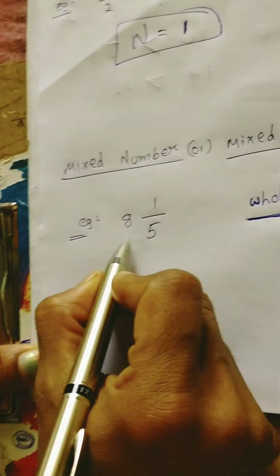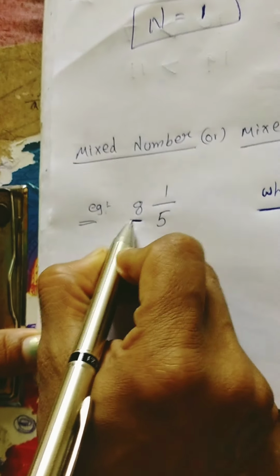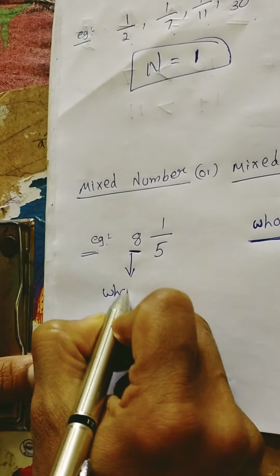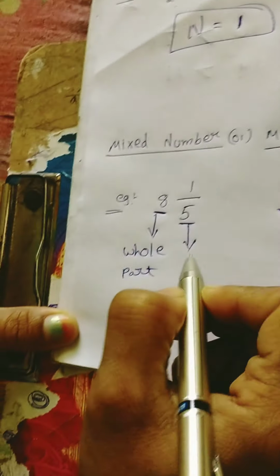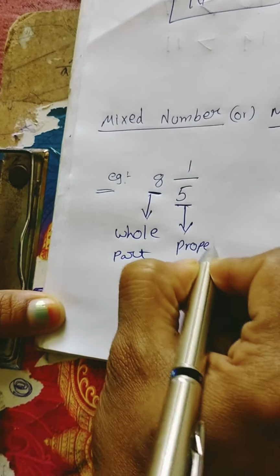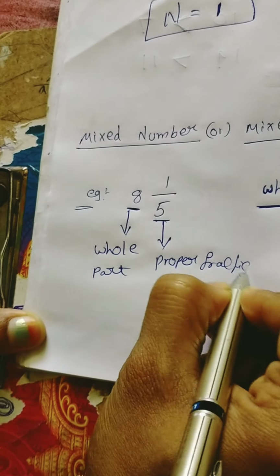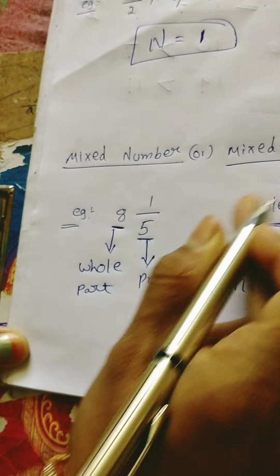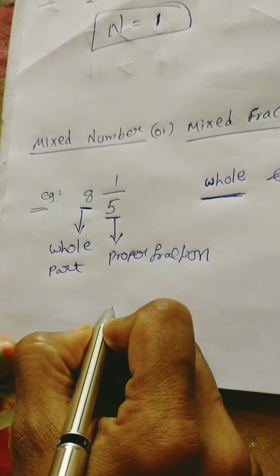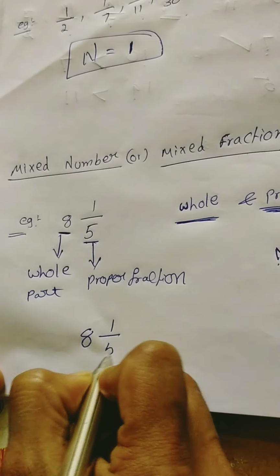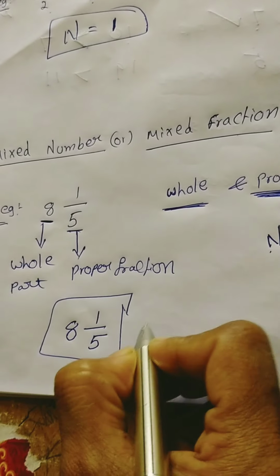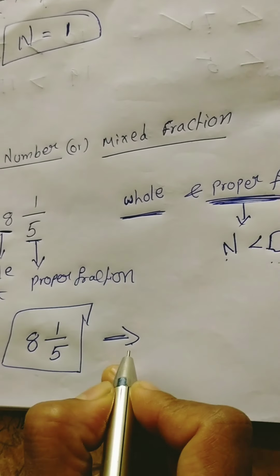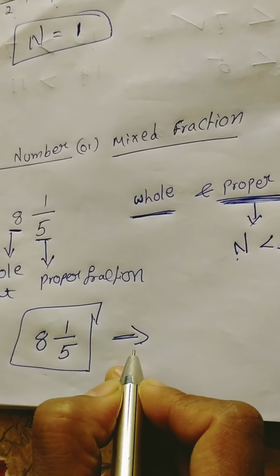So here let us see the example. In this, 8 we call the whole part, and this 1 by 5 is called the proper fraction. By combining these two we get the mixed fraction. We call this one 8 1 by 5. This is called a mixed fraction or mixed number.